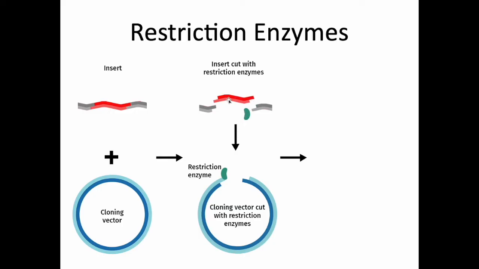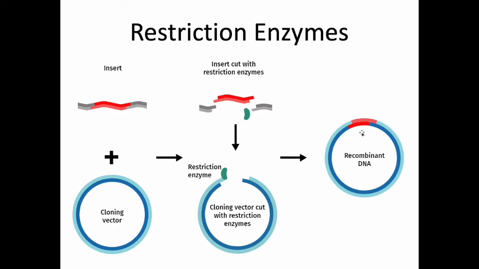Because this restriction enzyme that was cutting the insert is the same restriction enzyme that was cutting the plasmid, this overhang sequence right here is going to be complementary to this overhang sequence right here, which means they're going to want to stick to one another. This is AATT, this is TTAA. They're going to be complementary. If you throw this cut insert in the same little tube as this cut plasmid, they're naturally going to want to come together and have their sticky ends stick to one another.